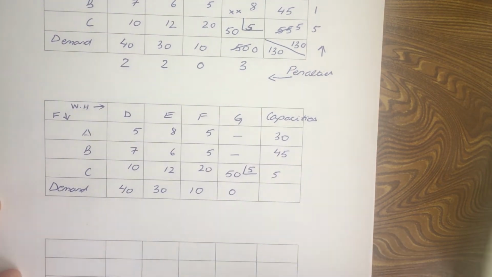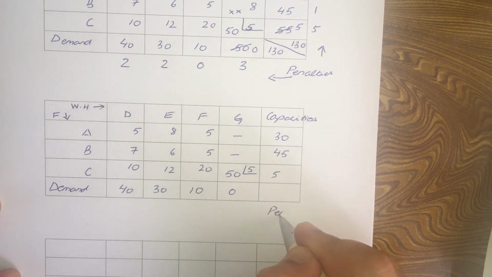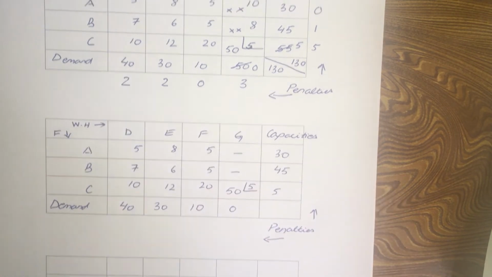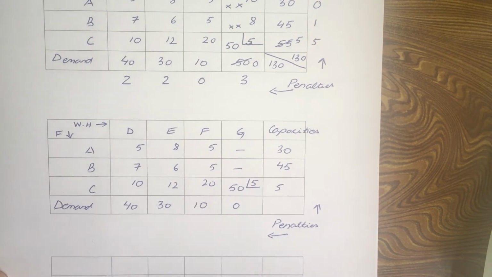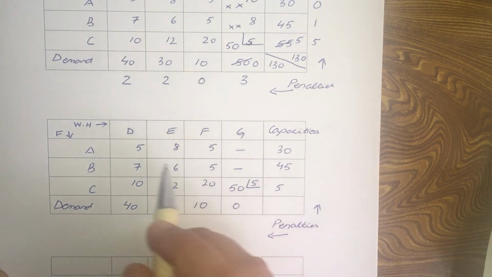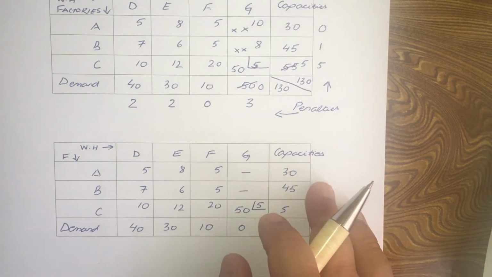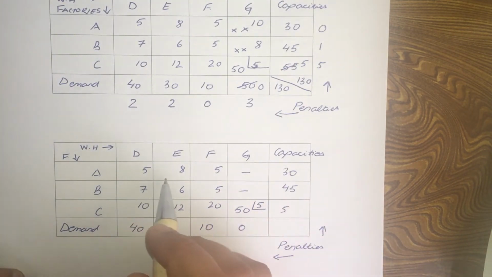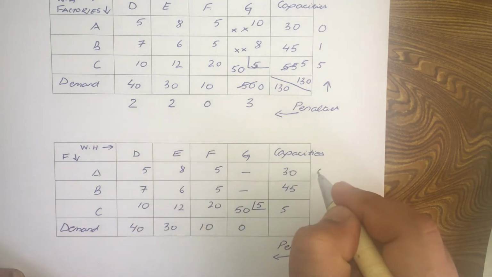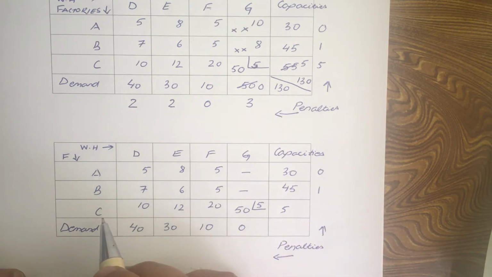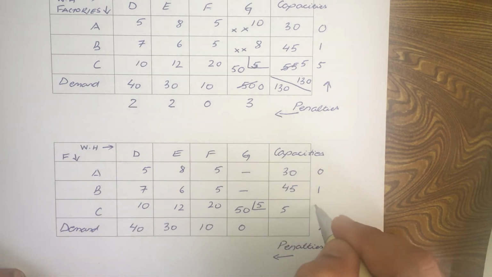There we go. Now again, find out the penalties. So take the difference. A 5 and 5, 0. B 5 and 6, 1. Difference under C, 10 and 12, 2.